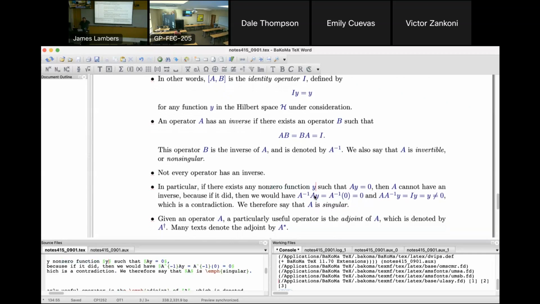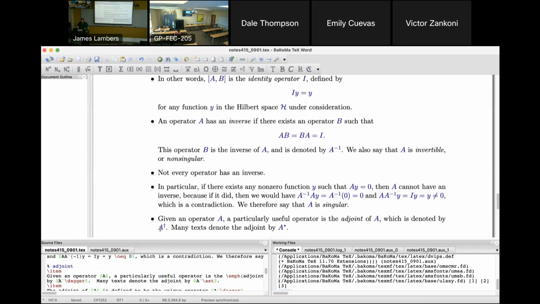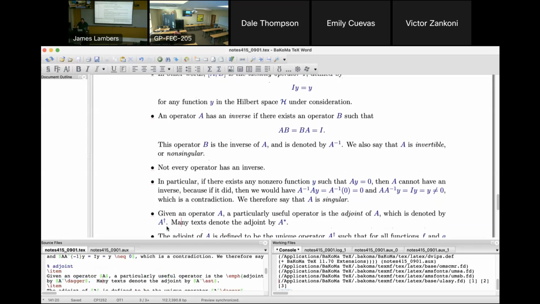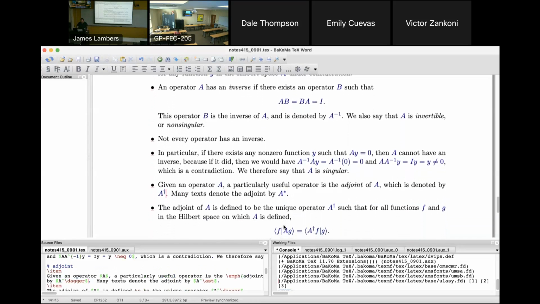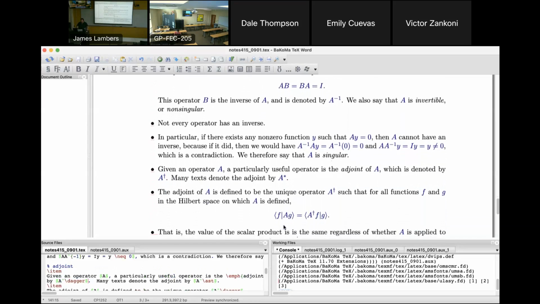Now, while not every operator has an inverse, every operator does have what's called an adjoint. The notation for adjoint in our textbook uses the dagger. Other books use a star, while our book uses the star for complex conjugate. So what is an adjoint? It's defined in terms of scalar product.